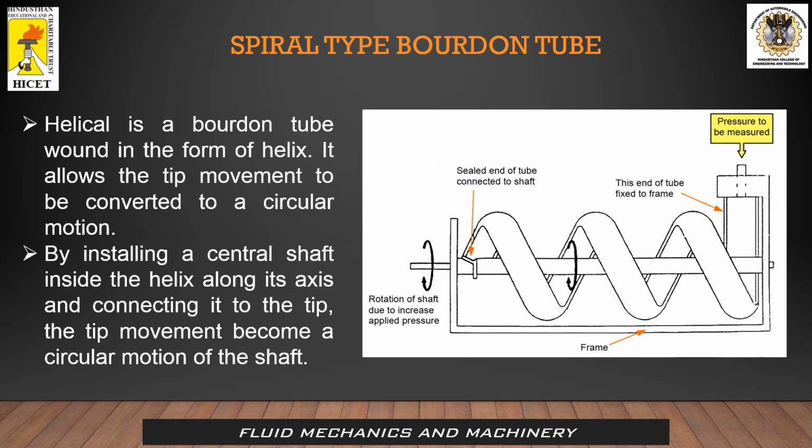So the helical as well as the spiral type of Bourdon tube methods are a little complex in nature, but they give the most accurate value of pressure.